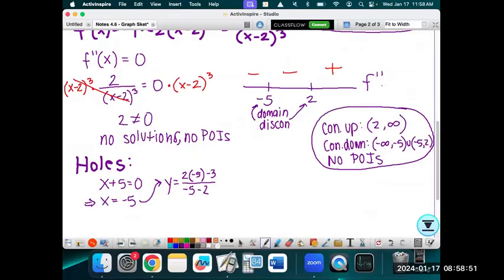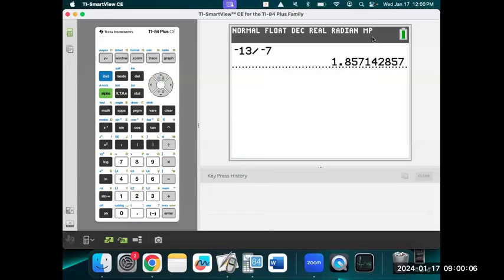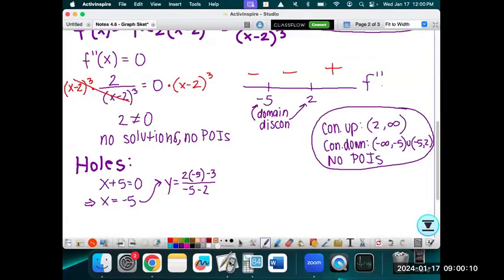However, if I'm plotting that, I have no clue where that is. So if I put that into my calculator, -13 divided by -7 is what decimal value? Looks like it's 1.86. So the coordinate for my hole is -5, 1.86.